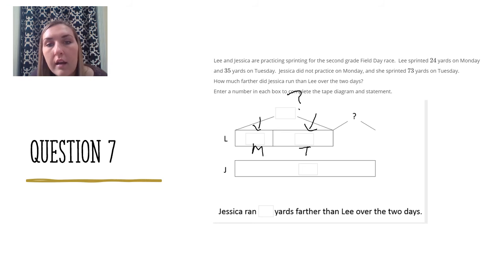And then you are going to enter how far Jessica ran. So I'll give you a hint. I see that she ran 73 yards, so you can put that there. You finally need to solve for how much farther did Jessica run than Lee over the 2 days. Jessica ran blank yards farther than Lee over the 2 days. Do the best you can on this one.